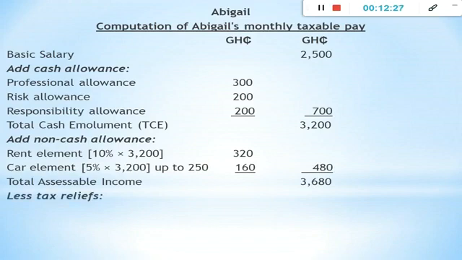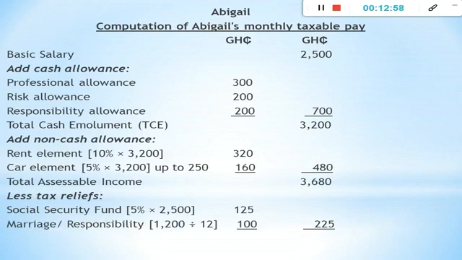After that, we need to list our various tax reliefs. The first one is the Social Security Fund, SSF. We're going to subtract the Social Security Fund, and our question told us to use a rate of 5% on the basic salary. Basic salary is 2,500, so 5% on 2,500 gives us an amount of 125.